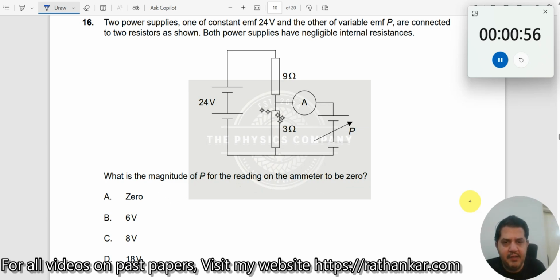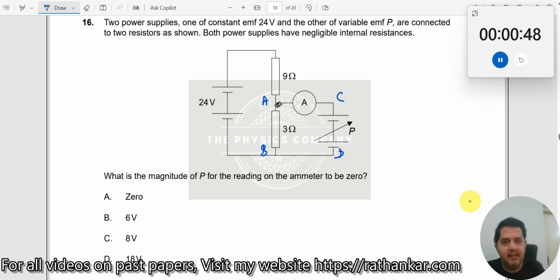Now what we will do is, let us analyze it like this. Let me call this point as A and B, this point as C and D. So if no current has to pass, then the potential across AB should be equal to potential across CD. So VAB should be equal to VCD. This is what I need. So first we'll find out VAB.